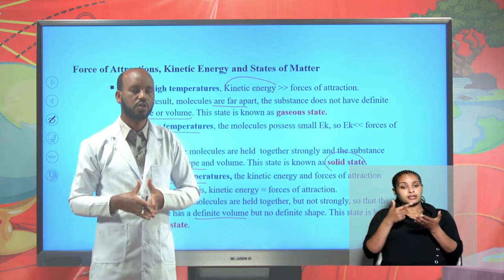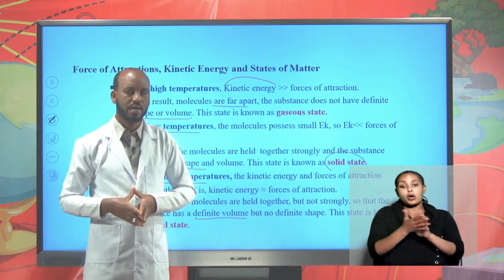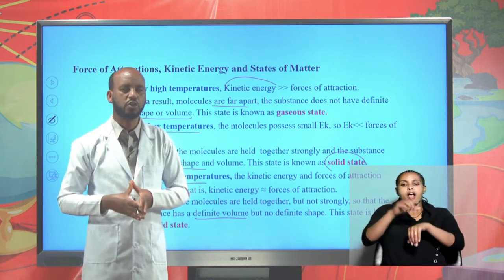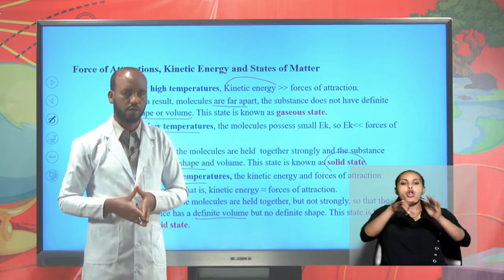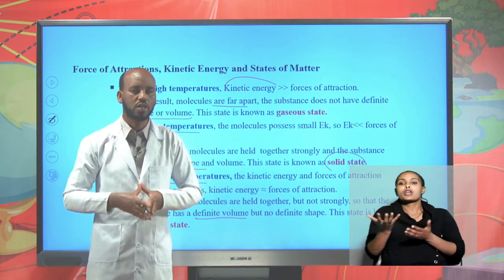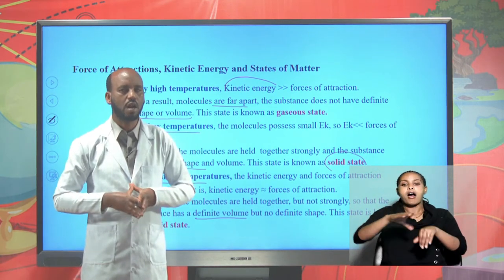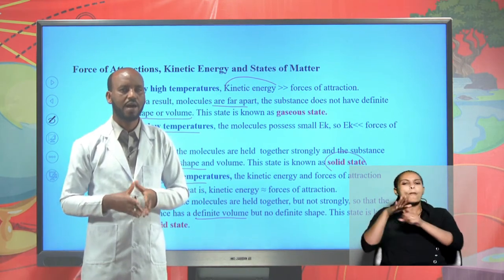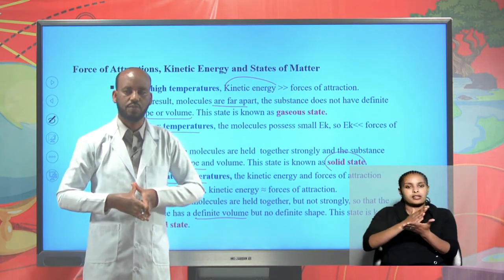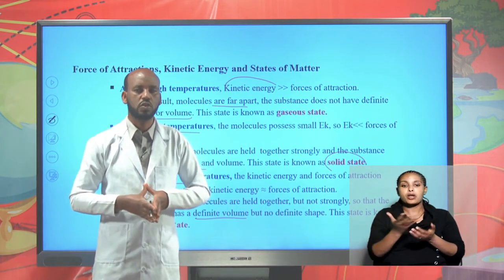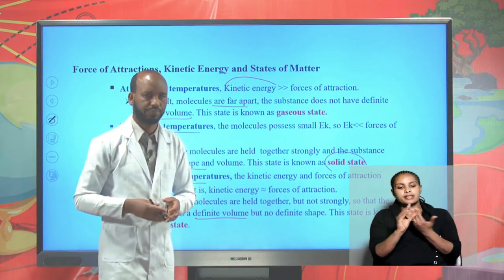Note that a substance will exist in solid state at high pressure and low temperature. A substance will exist in gaseous state at high temperature and low pressure. At intermediate condition, a substance will exist in liquid state.